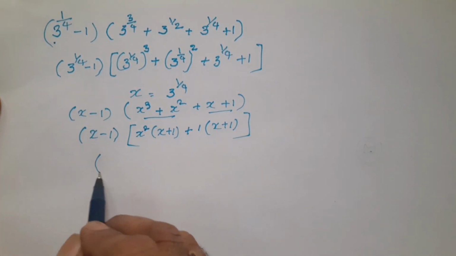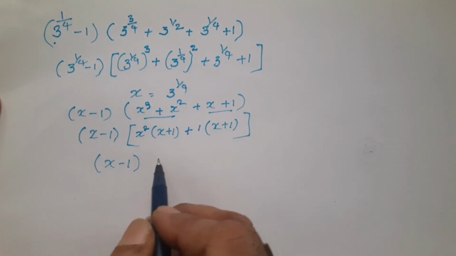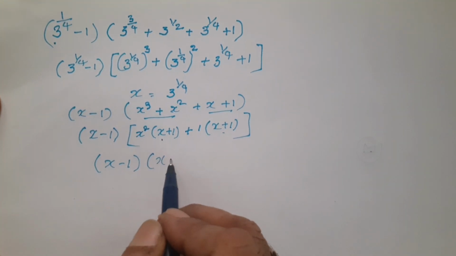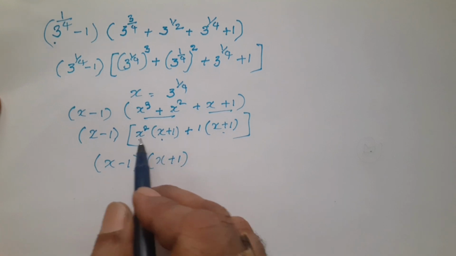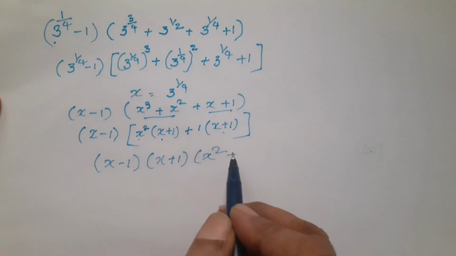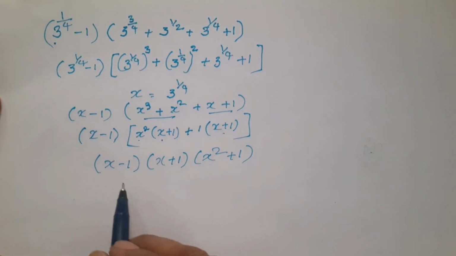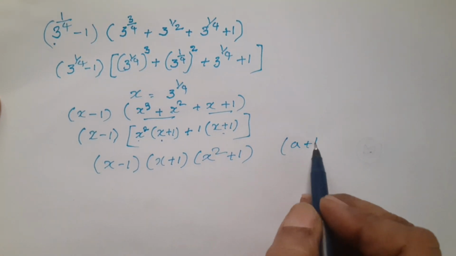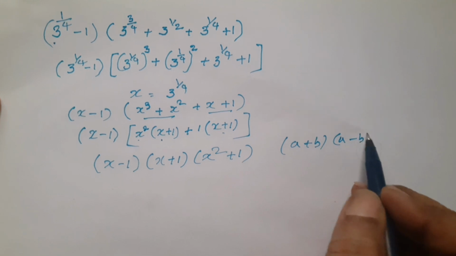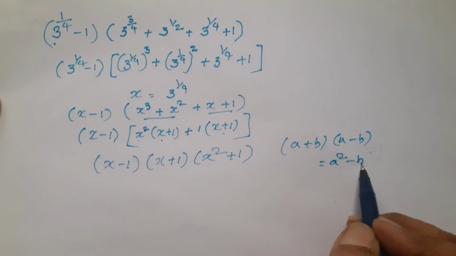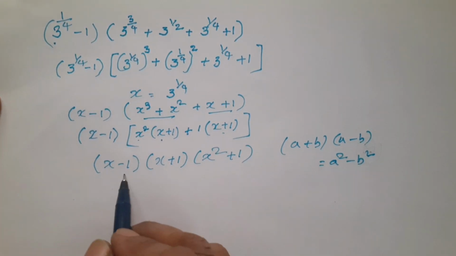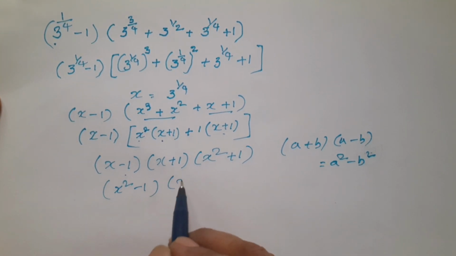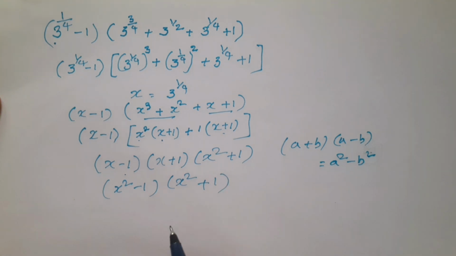Now next step you can write x minus 1. Here x plus 1 as common. So you can write x plus 1 into x square plus 1. So the first two here are in the form of a plus b into a minus b. So we know a plus b into a minus b is equal to a square minus b square. So here you can write x plus 1 into x minus 1. You can write x square minus 1 into x square plus 1.